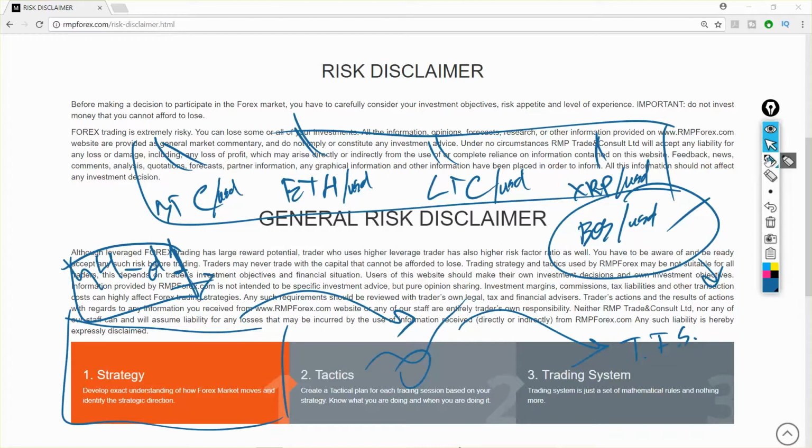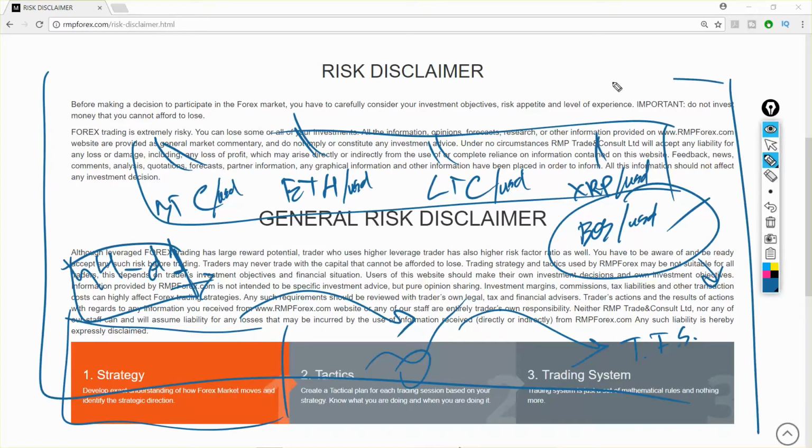Okay, so before we proceed, make sure you read through the risk disclaimer. It is very important. And let's get straight into the charts.